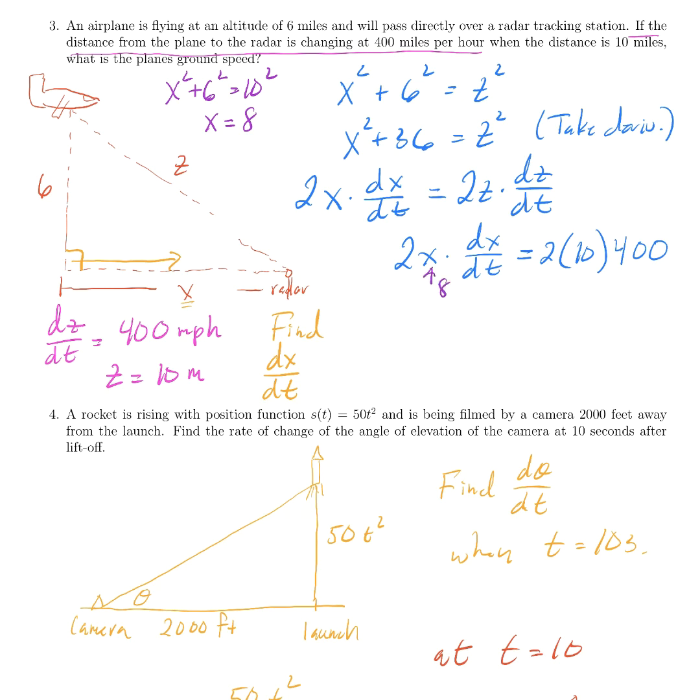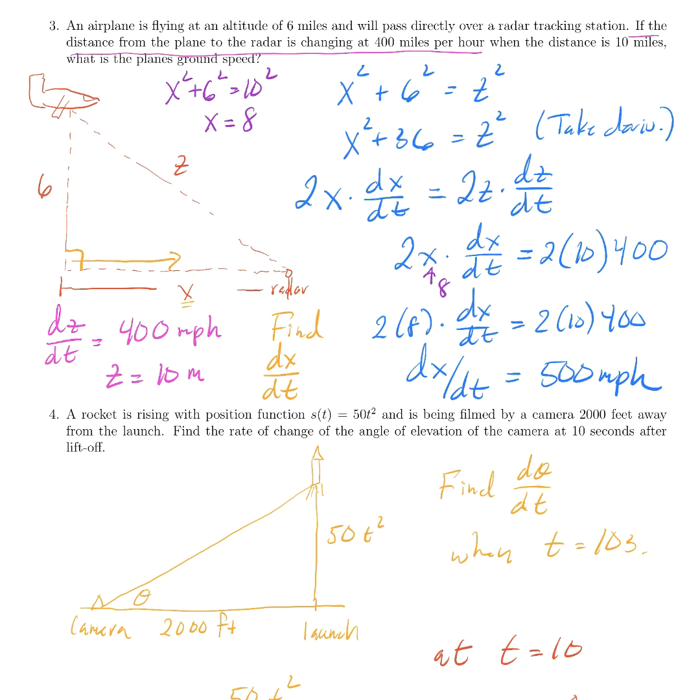And so we get 2 times 8 times dx/dt is equal to 2 times 10 times 400. Oops, we can do that division. The 2's are going to go away. 400 divided by 8 is 50. 50 times 10 is 500. So we should be able to see that dx/dt is 500 miles per hour. And that's the ground speed.